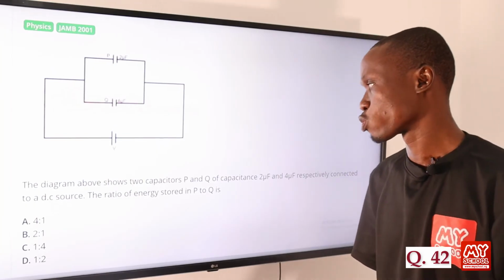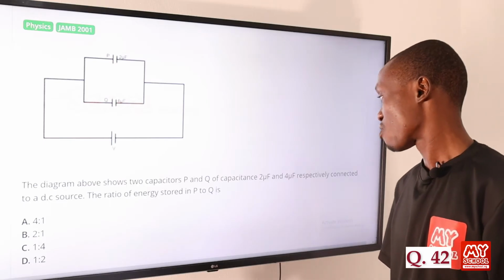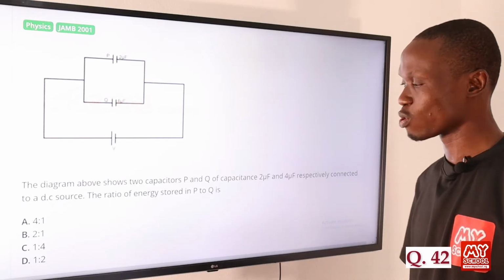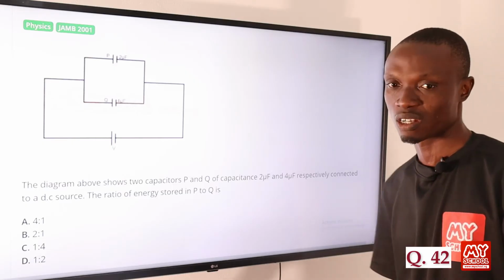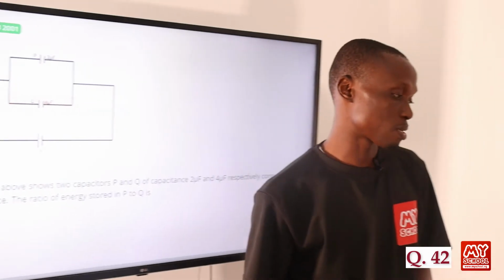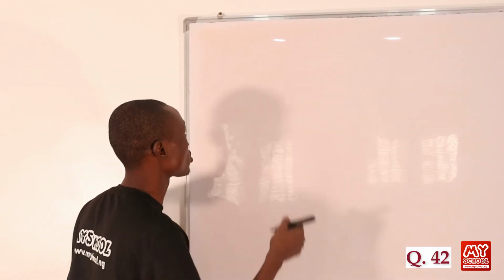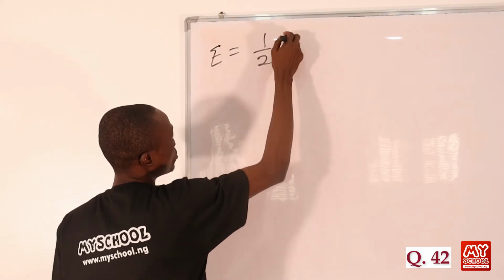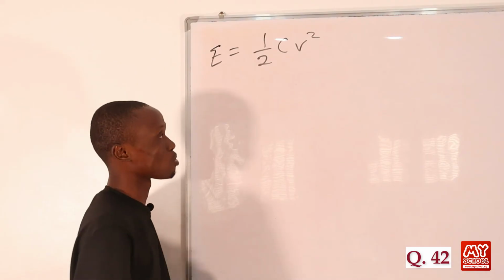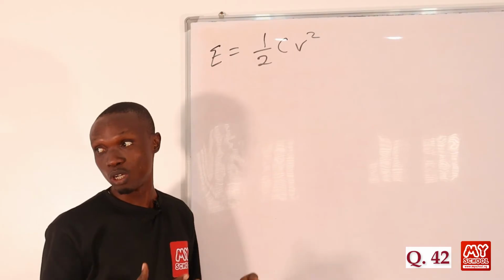Question 42. The diagram above shows two capacitors P and Q of capacitance 2 microfarad and 4 microfarad respectively connected to a DC source. The ratio of the energy stored in P to Q is, so let's move over to the board to provide answer to this question. Here we are required to calculate the energy stored in a capacitor. The energy stored in a capacitor, let's call it E, is given as 1 over 2 CV square. Of course, there are other formulas, about 3 of them, but the one you use depends on what is given to you in the question.